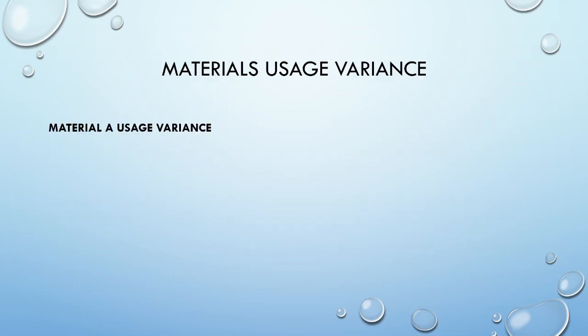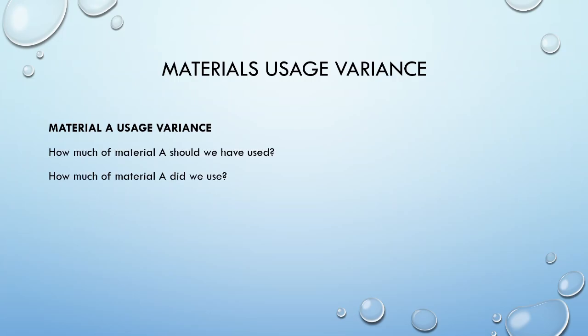Now let us move on to the usage variance. When we determine a usage variance, we need to compare how much material we should have used to what we actually used. In this case, we see that we should have used 9,000 kgs.